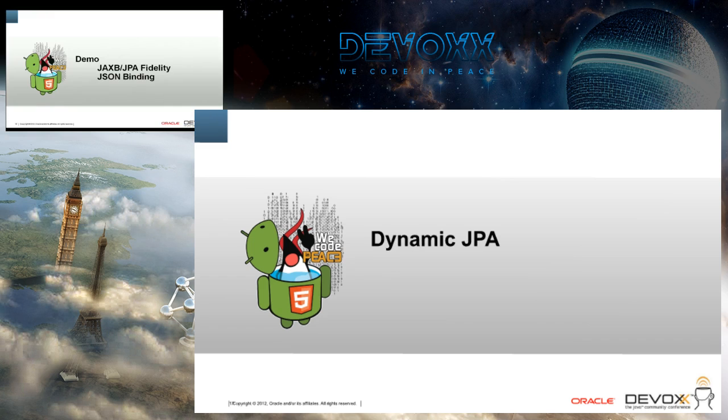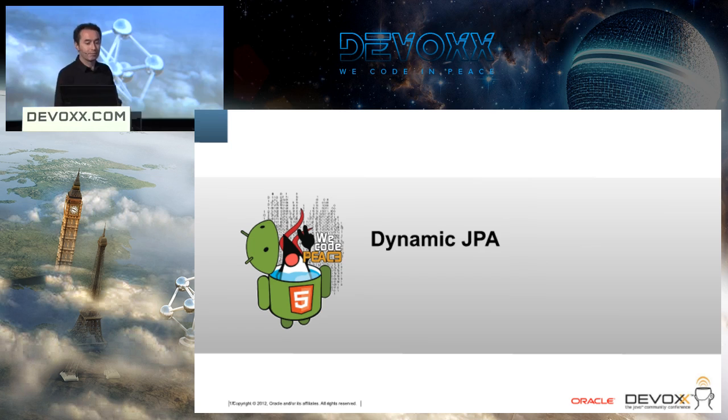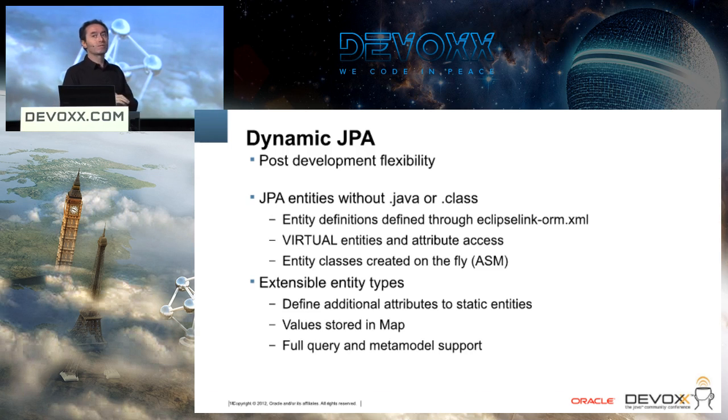Okay, I'm going to stop there for now. Okay, another JPA topic. I think I better hurry up because I have lots to talk about. So dynamic JPA is this idea that you could have JPA without Java classes up front. And there's a number of cases why you might want to do this.